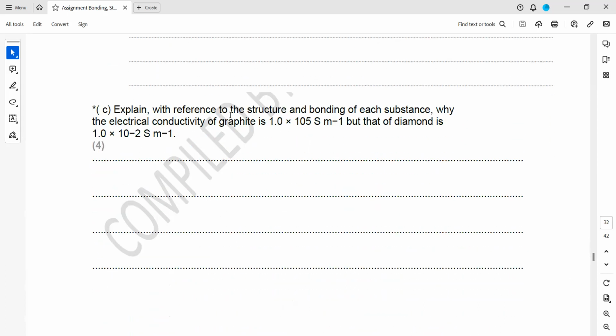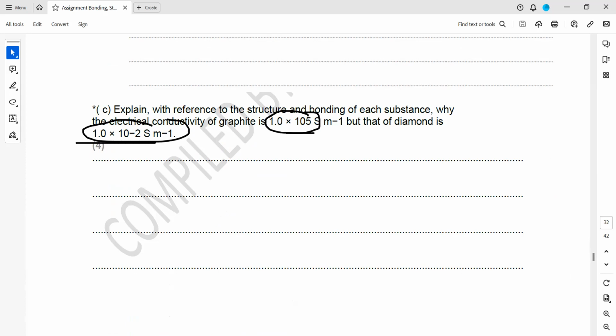Then explain, with reference to the structure and bonding in each substance, why the electrical conductivity of graphite is 1 x 10^5, but that of diamond is 1 x 10^-2. Like, why is graphite a better conductor than diamond? This is a 4 mark question.